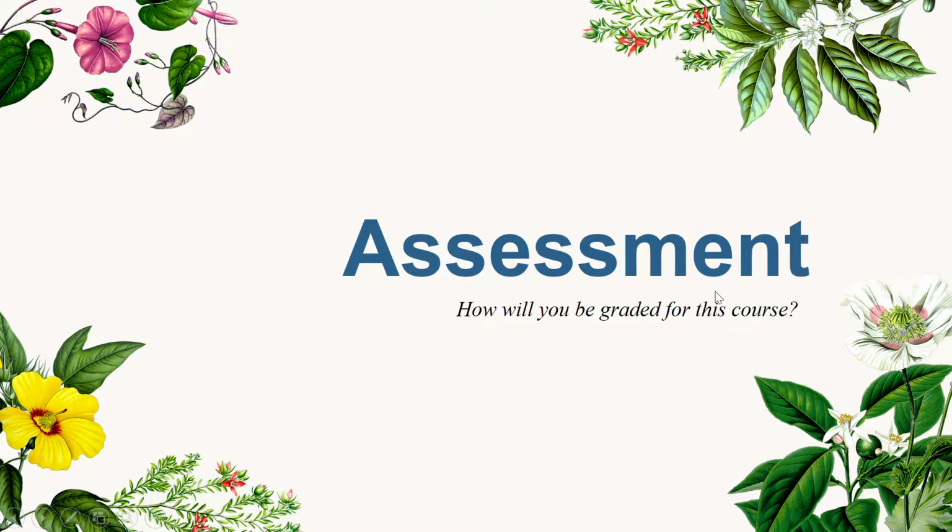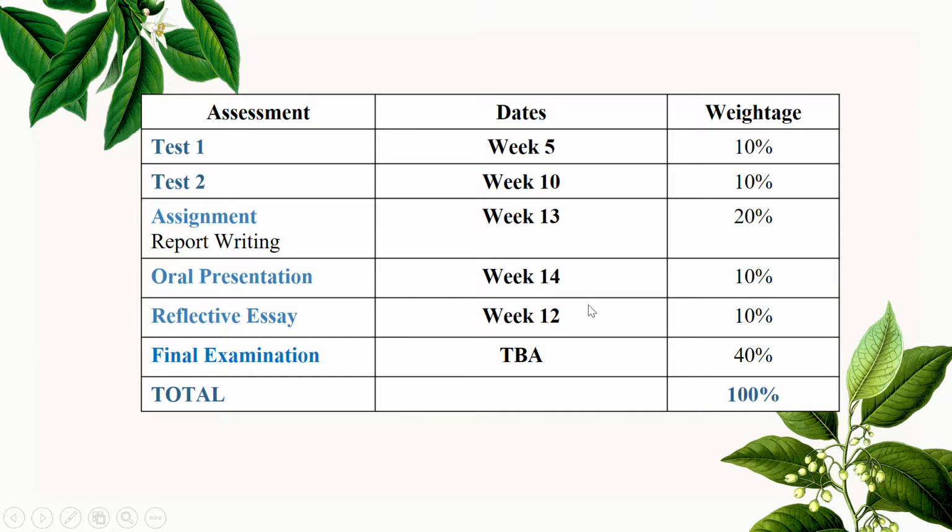Okay. Let's talk about the assessment and how you will be graded for this course. So basically, we have 14 weeks. In week 5, you're gonna have your test one. Your test one will be covering everything from week 1 to week 4, and it's 10% of your marks. And your test 2 will be held in week 10, and it's going to cover everything from week 3. I'm going to talk about tests later on, but it's 10% of it.